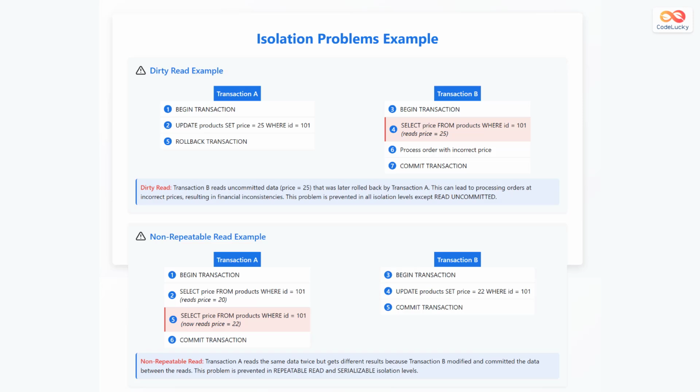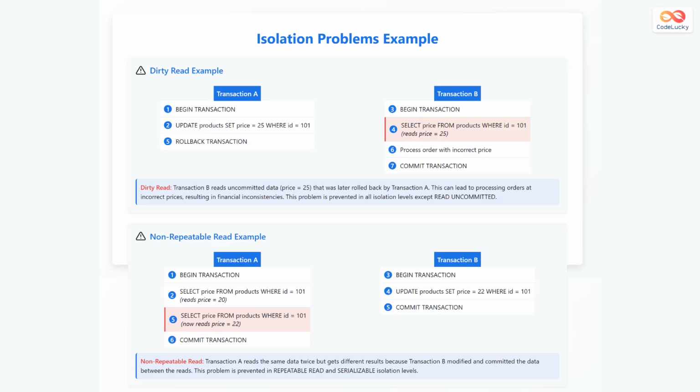In transaction B, we begin the transaction. Then we select the price from products where the ID is 101, and we read the price as 25. However, this is incorrect as transaction A rolls back, and the price should not be 25. We then process the order with the incorrect price. Finally, we commit the transaction.